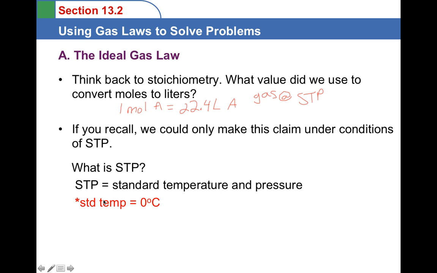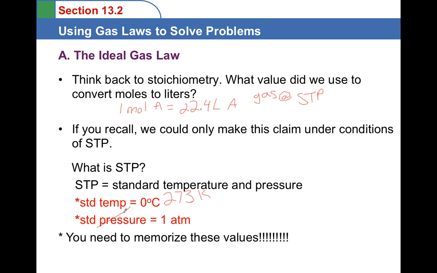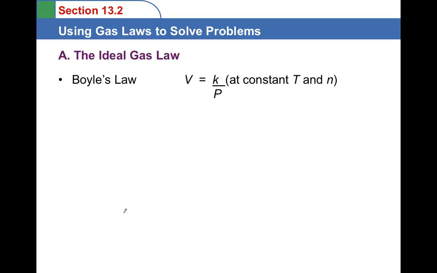Okay, standard temperature is 0 degrees Celsius, or if we converted it to kelvins, that would be 273 kelvins. That's a 3. Okay? For standard temperature. Standard pressure is then equal to 1 atmosphere. And these are values that you need to memorize. So anytime you see reference to STP, you do know the temperature and you do know the pressure if you're told that this is occurring at STP. Okay, so let's get to the law itself.